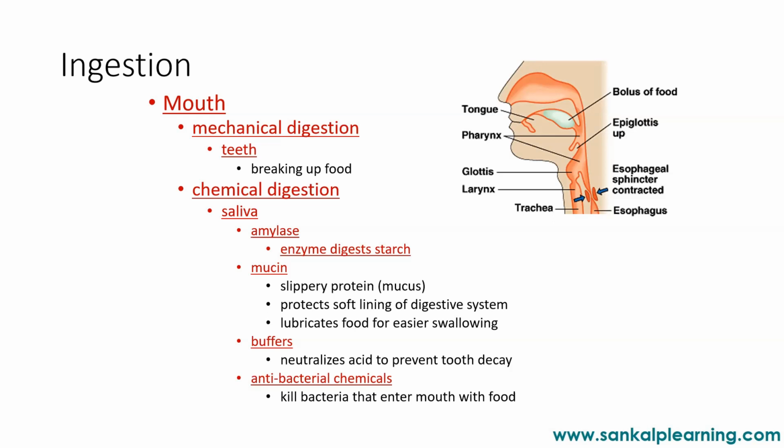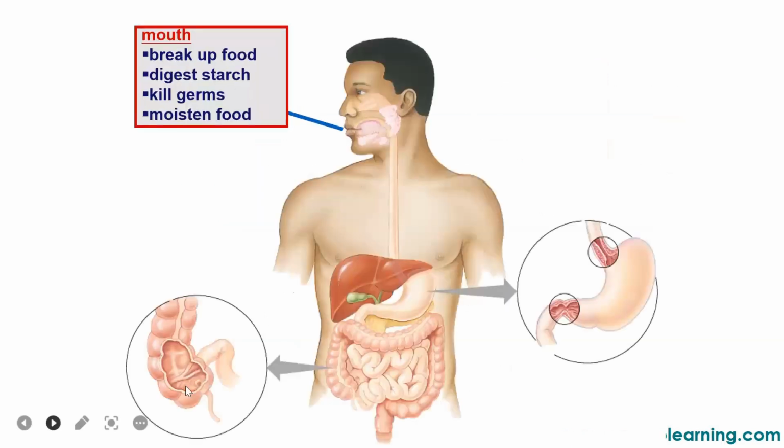So we have antibacterial chemicals also in the mouth, which will kill the bacteria which are entering via food or through the food. So this is regarding the chemical and the physical digestion in the mouth. Okay, next. So here in the mouth, what happens? The food is broken down and digests the starch. The antibacterial substances kill the germs, and the mucus and the saliva moisten the food.